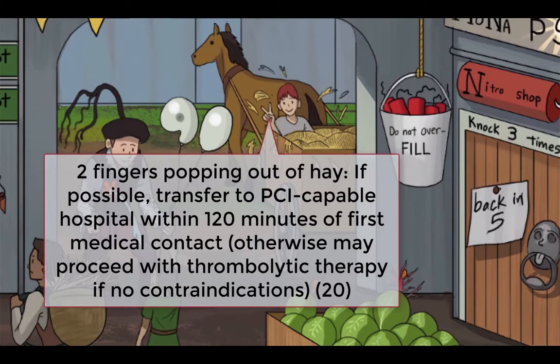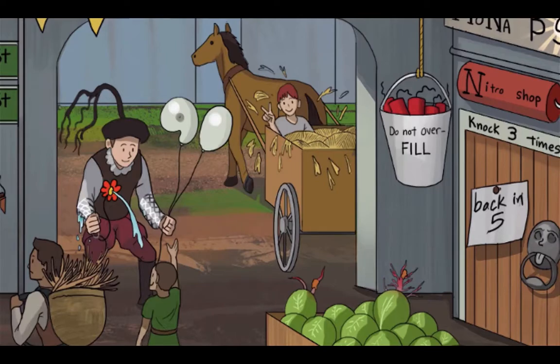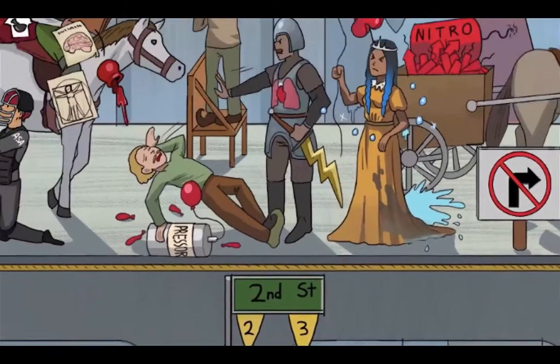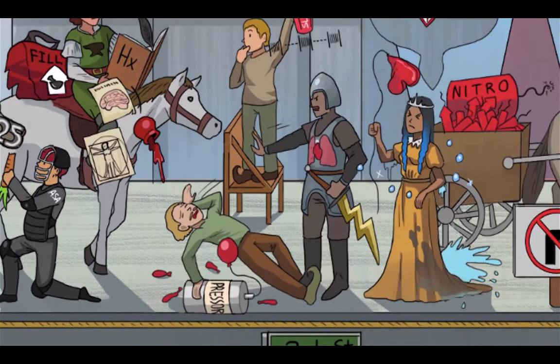PCI is superior to thrombolysis, and for that reason, if patients present to a hospital that does not offer PCI, it is recommended they be transferred to another hospital if they can have PCI within 120 minutes of first medical contact. That P sign indicates 2, as in 2 hours. If that is not possible, then thrombolytic therapy is administered, assuming there are no contraindications. Yeah, you remember those, right?